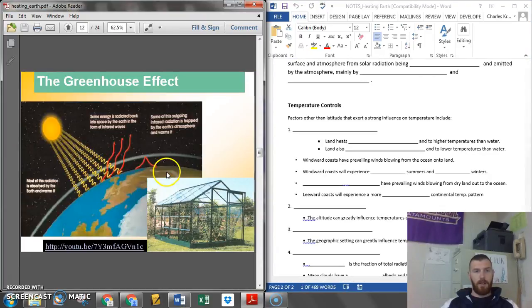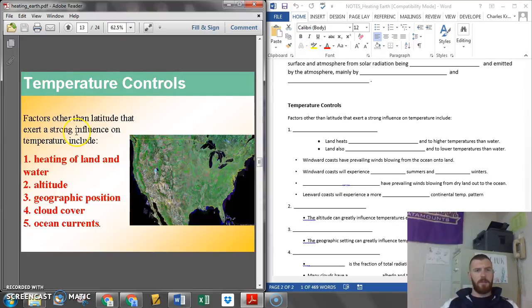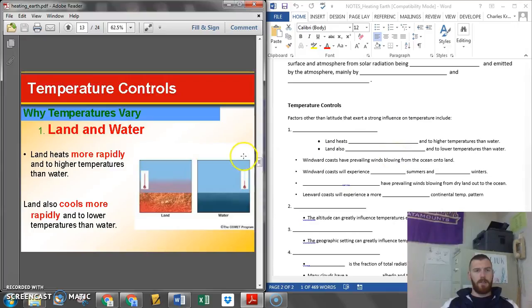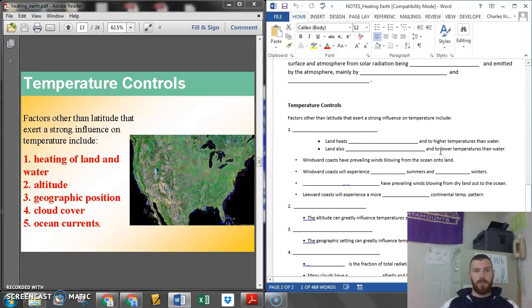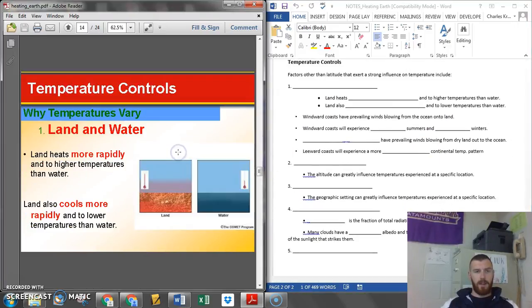Okay, so you can see that here as well, in a picture of the greenhouse effect. And we'll talk more about the greenhouse effect when we get further on. All right, so there are other factors other than latitude that influence temperature. Okay, so why do land temperatures vary? Land and water have a specific meaning in this, and we'll talk more about this in Unit 4 as well.